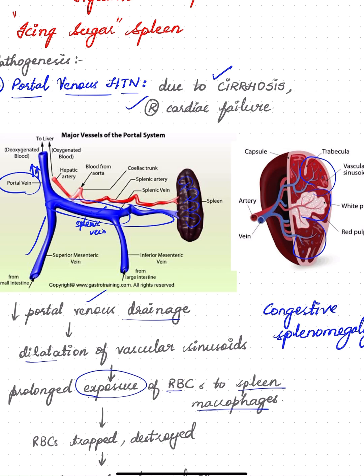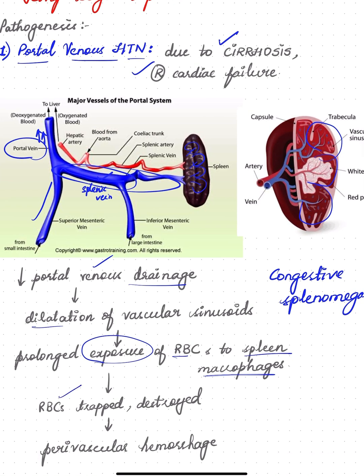These macrophages trap and destroy the RBCs. So it results in perivascular hemorrhage, which is ultimately followed by extensive fibrosis and pigment deposition, like hemosiderin iron pigment, gets deposited onto this hemorrhage, along with calcium deposition as well. So the entire pathophysiology is because of congestive splenomegaly.